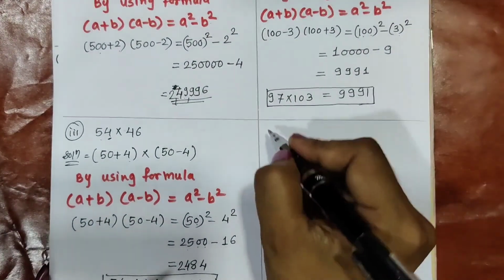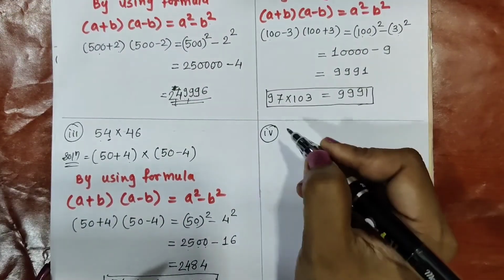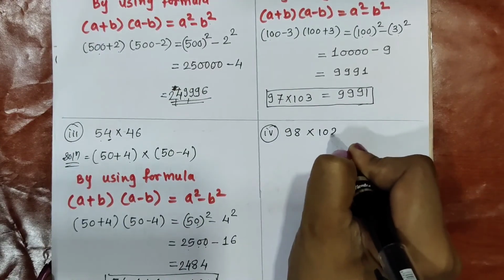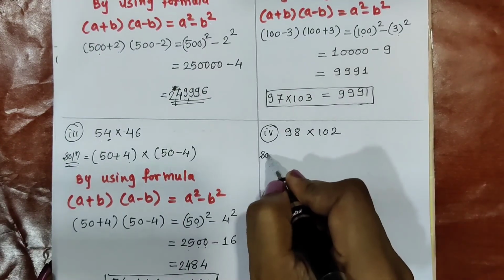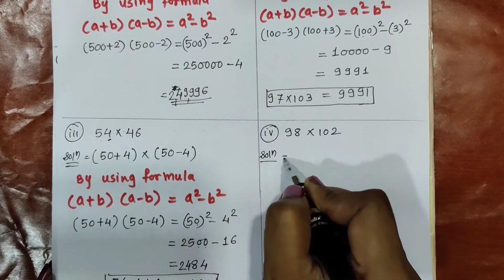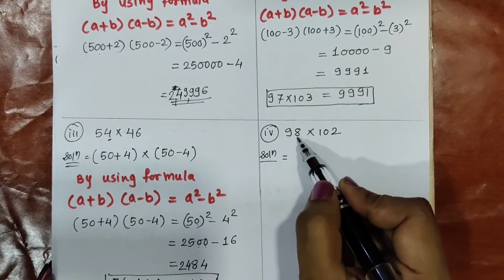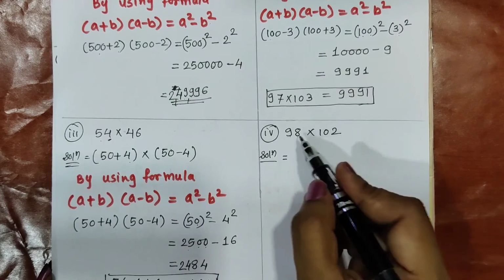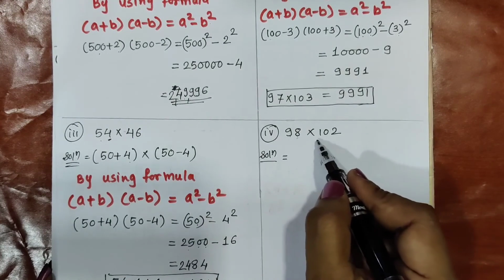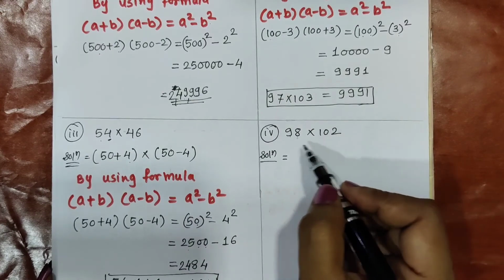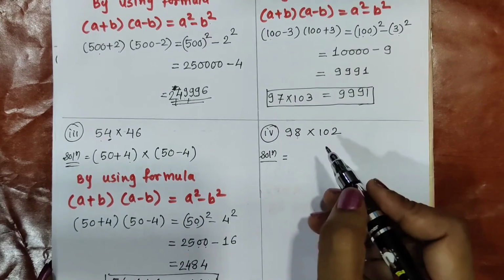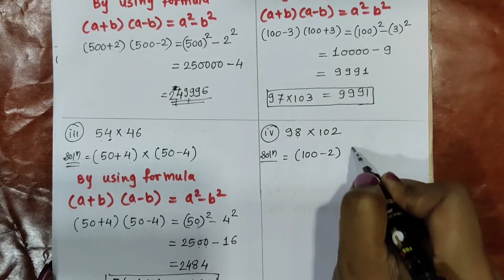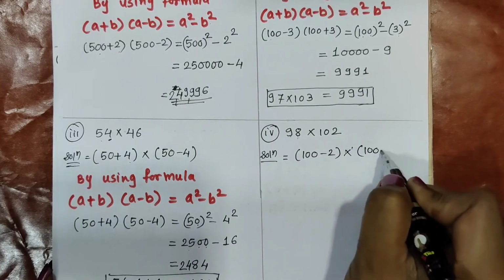Now let us see how to solve question number 4, sum number 4, which is 98 into 102. Again we will be converting these two numbers into two brackets. So 98, 8 is there in the unit place. That means we have to convert it into subtraction of two numbers. From 102 we got to know that it should be 100 plus 2. So 98 must be 100 minus 2. So here it is 100 minus 2 and 102 means 100 plus 2.